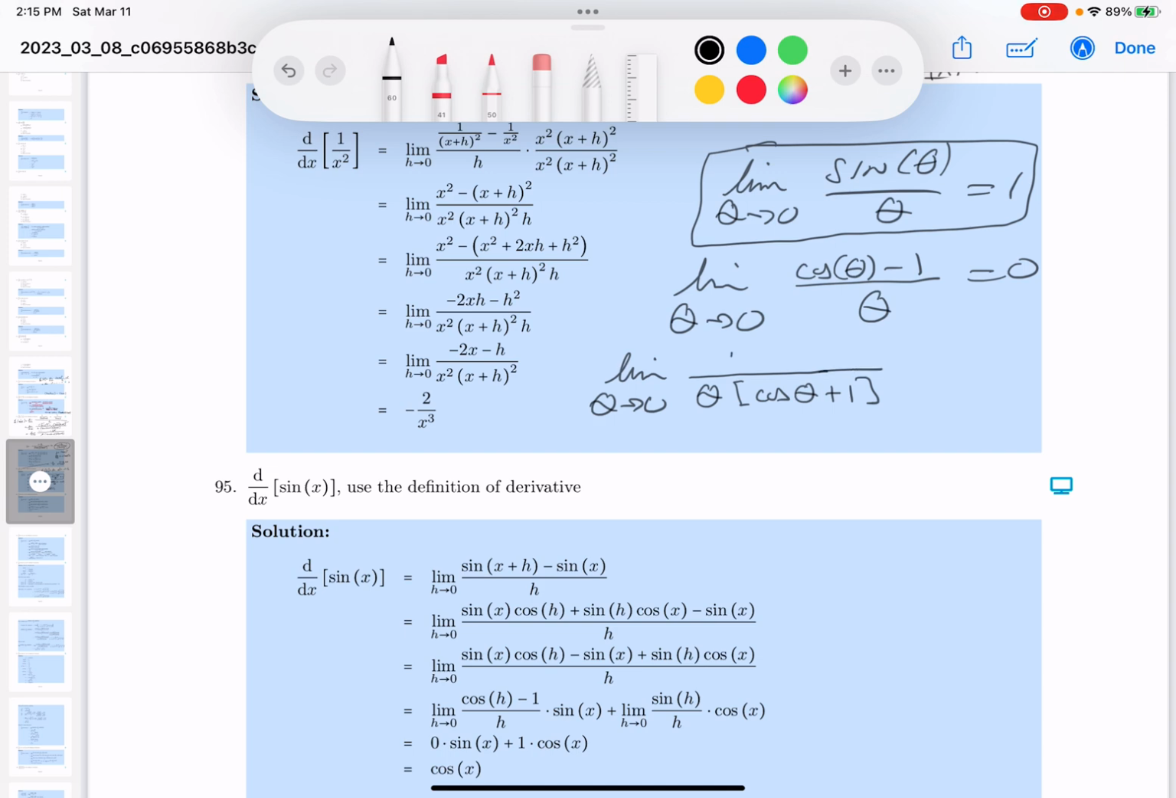On top, what do you get? You'd get cosine squared theta minus 1. Let me make sure that's true. If I multiply the conjugate, you get cosine squared, then plus cosine minus cosine, and then minus 1. Now I need to recognize the top as something, so let's be really careful about this. Sine squared plus cosine squared is equal to 1, so cosine squared minus 1 is actually equal to minus sine squared.